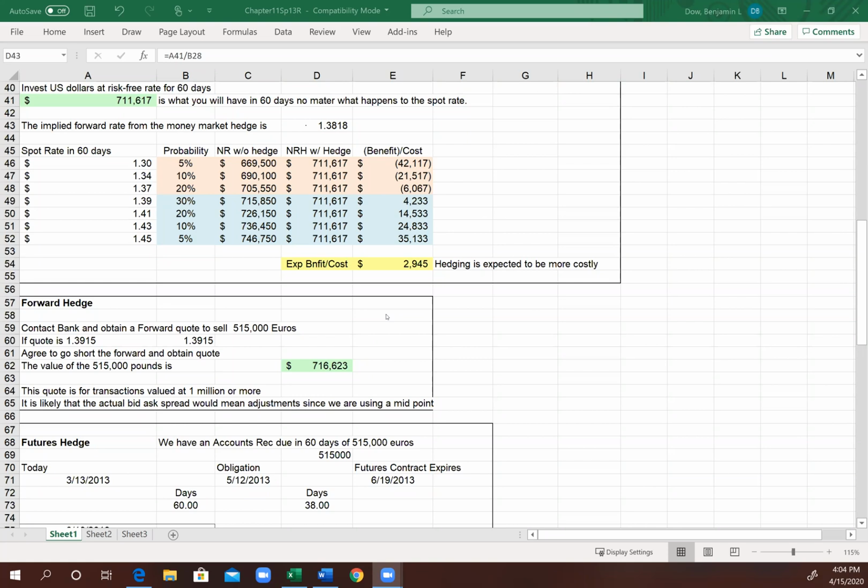And we had looked at a forward hedge. And when we looked at the forward hedge, we noticed that by using a forward rate, if it was possible to obtain a forward rate, then the forward rate that was quoted was $1.3915. And if we used a forward rate, then our hedged position would be at 716,623.